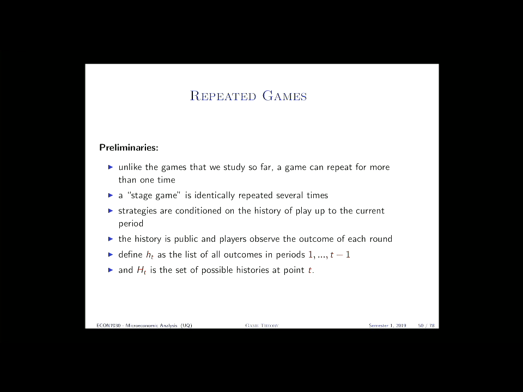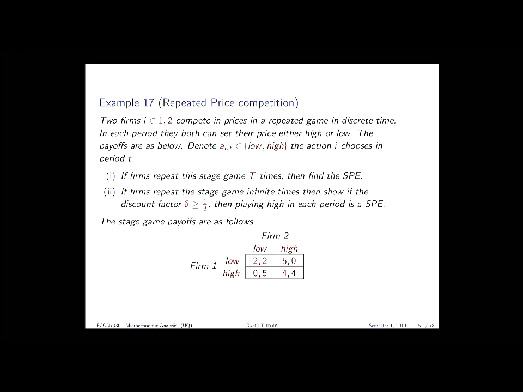So there's a history of the game, which we call HT. HT means the outcome at period T. Now, this is the outcome of this stage game at period T for a player, and then capital H is the set of all possible histories for all the periods that the game has been repeated. Let me again start with an example, and then we proceed to two different types of repeated games.